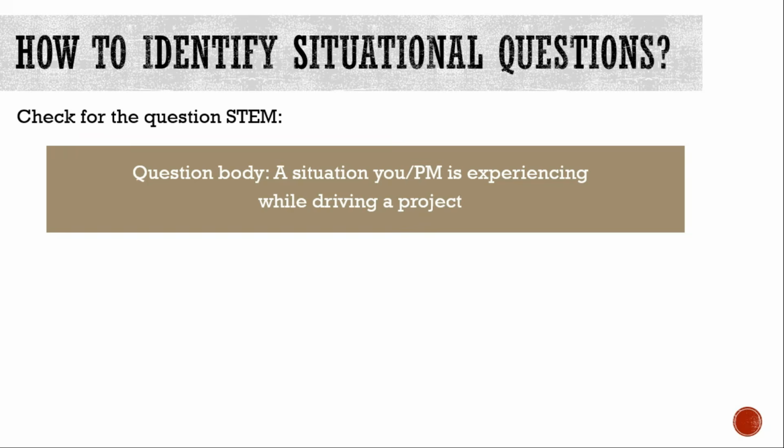So let's get started. So guys, to solve situational questions, you first need to identify the question as a situational question. For that, you need to check the question stem. Now, what is a question stem? Typically a situational question starts with a question body where it gives a situation that you are a project manager and you are driving a project and you are experiencing some kind of a situation. So that's the situation which is given as a question body.